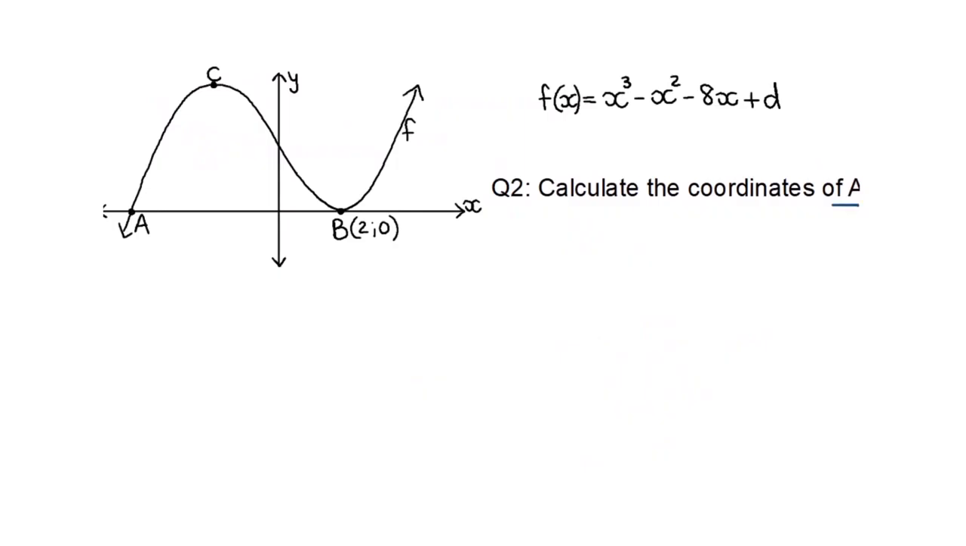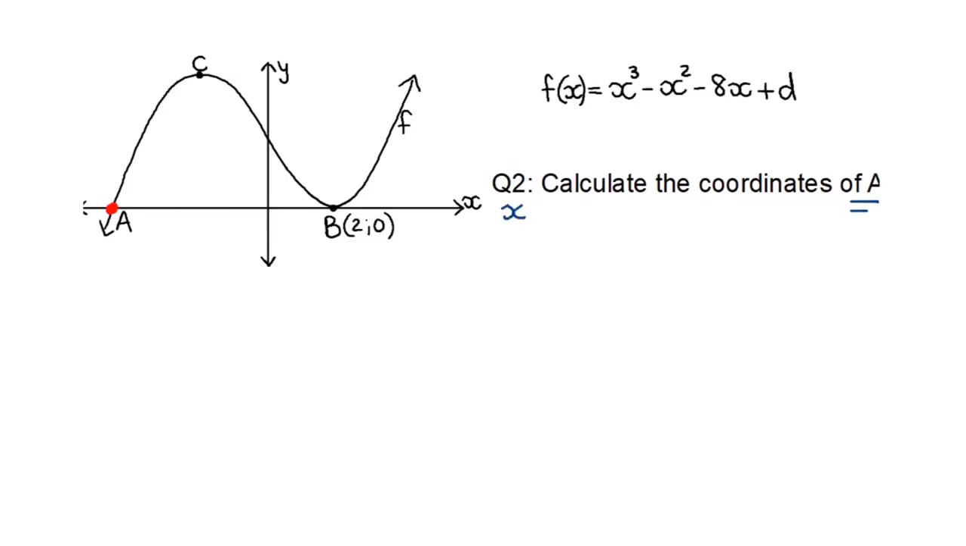Okay, so now I know the value of D. Let's look at the next question. The next question says, now calculate the coordinates of A. Now, where's A? A is that point here, and we can see on the sketch that A is actually the x-intercept.